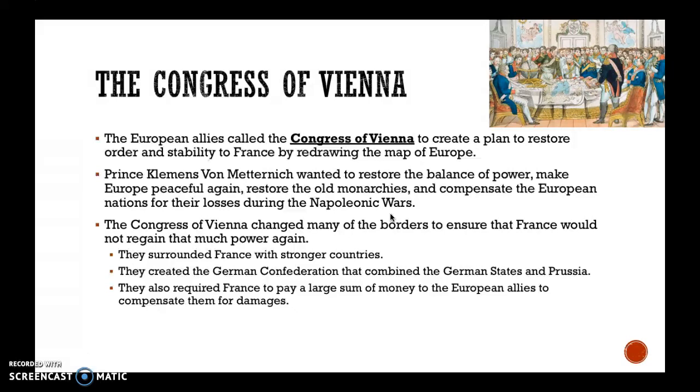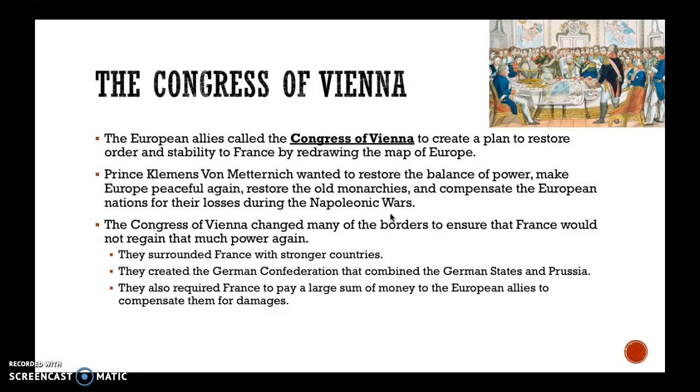The overall goal was to restore the balance of power, make Europe peaceful again, restore the old monarchies, and compensate the European nations for their losses during the Napoleonic Wars. But the Congress of Vienna changed many of the borders to ensure that France would not regain much of the power. By surrounding France with stronger countries, they created the German Confederation that combined German states and Prussia into one country. That's where we kind of get Germany from.